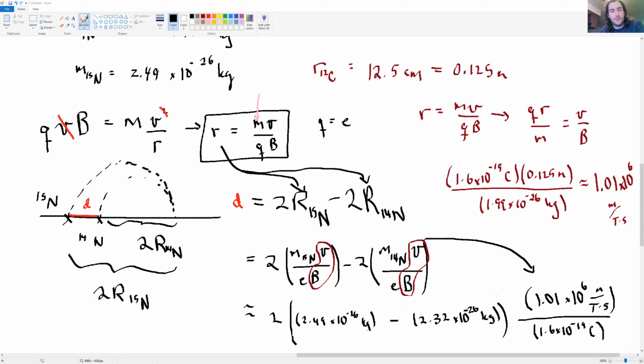Minus 26, without the parentheses. So it's that factor of 2 times the 1.01 times 10 to the 6 over 1.6 times 10 to the minus 19. Let me highlight what I'm talking about. In pink here, this is what I would write in my calculator first. This times this, and then just do the difference at the end there.